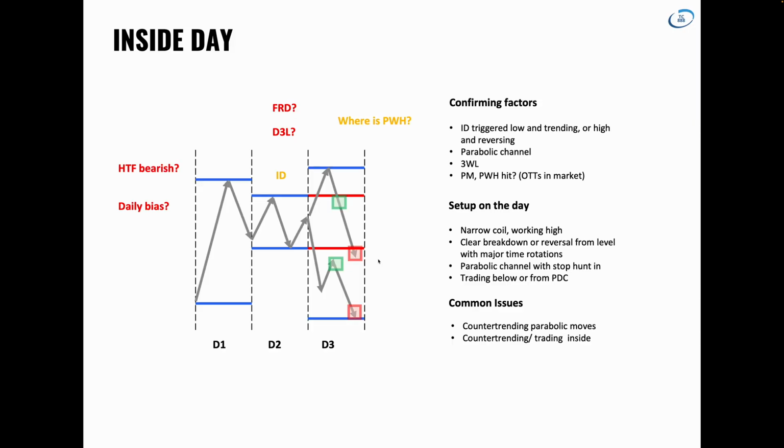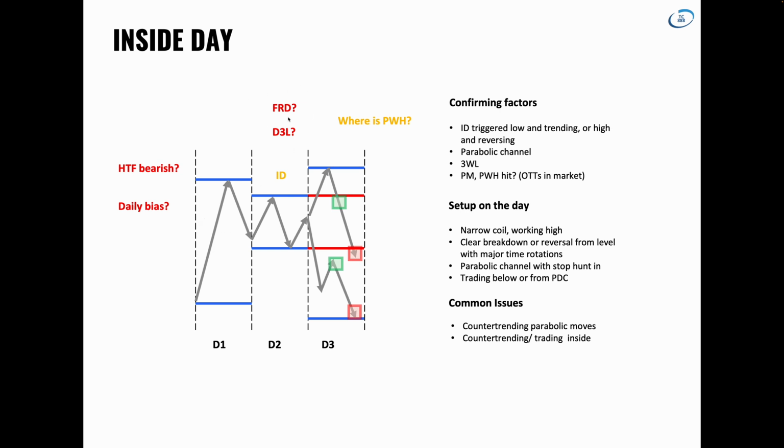Inside day. So we discussed a lot inside day already. Coiling, we have a compression here, trap traders on both sides. What are we looking for? We're looking for a false break reversal going to the other side of the inside day, or an inside day trend trade. What are the signals we're looking at?